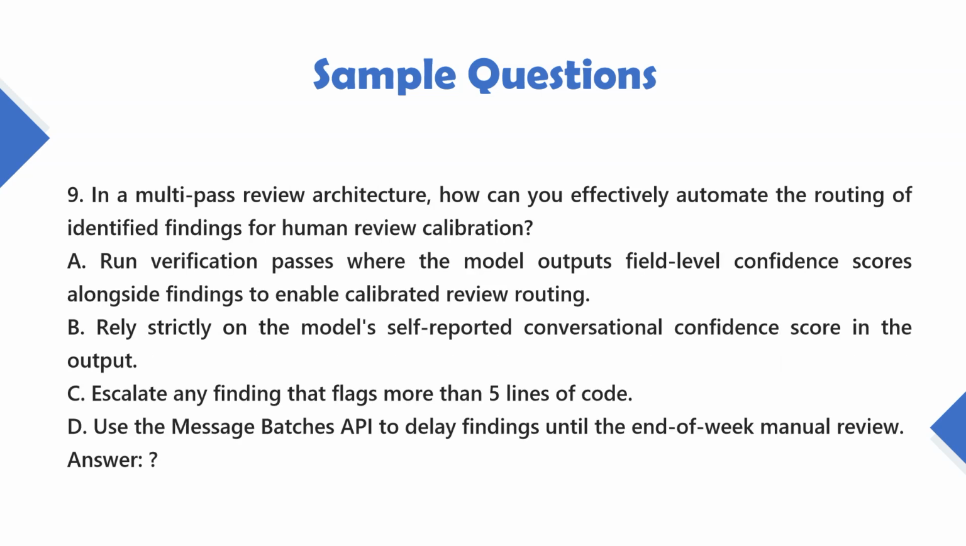9. In a multi-pass review architecture, how can you effectively automate the routing of identified findings for human review calibration? A. Run verification passes where the model outputs field-level confidence scores alongside findings to enable calibrated review routing. B. Rely strictly on the model's self-reported conversational confidence score in the output. C. Escalate any finding that flags more than 5 lines of code. D. Use the message batches API to delay findings until the end of week manual review.